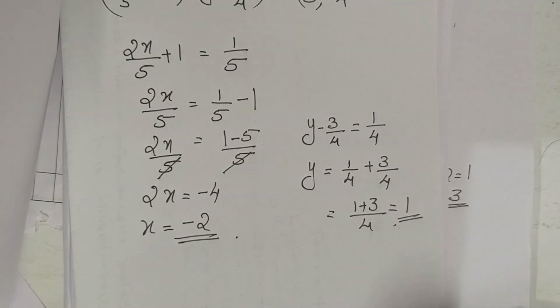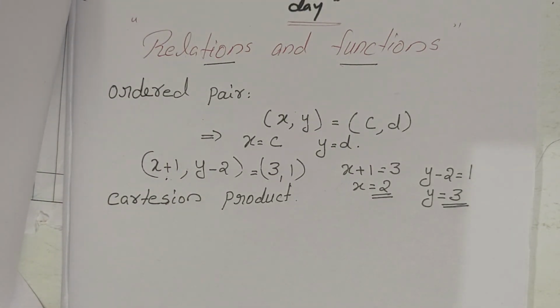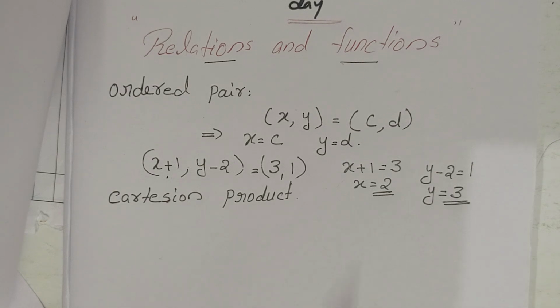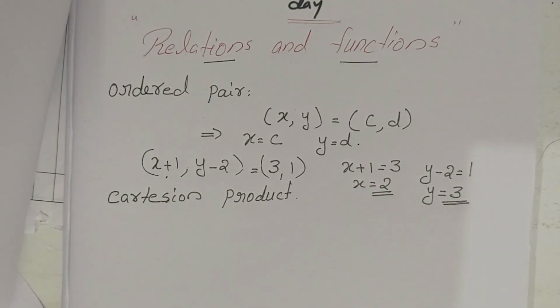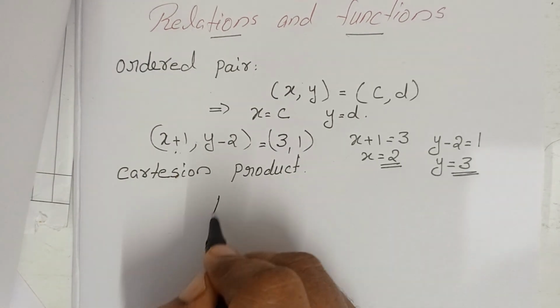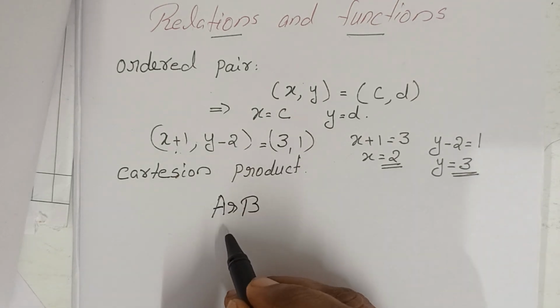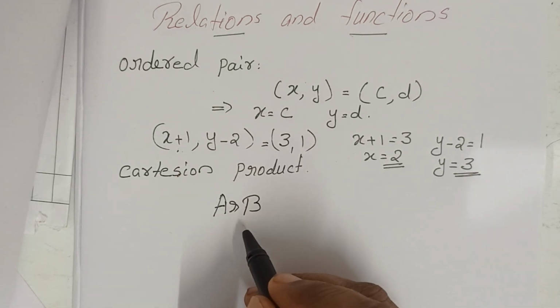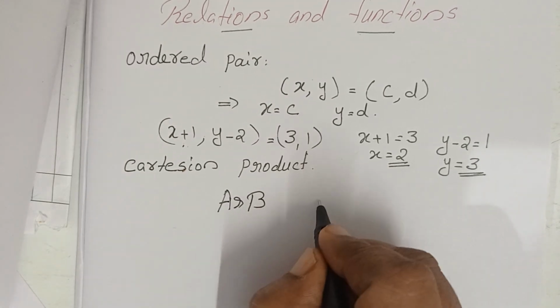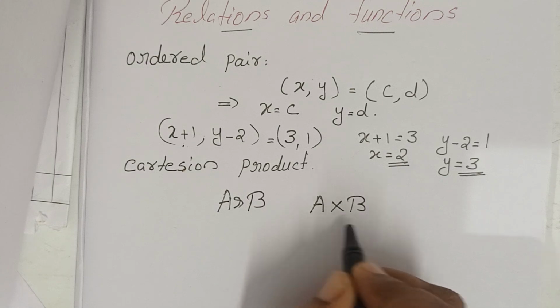Okay, now the next point about this chapter is, what is Cartesian product? Listen, what is Cartesian product? The Cartesian product of two non-empty sets A and B. Write down the definition. Two non-empty sets A and B, written as A cross B, not A into B.